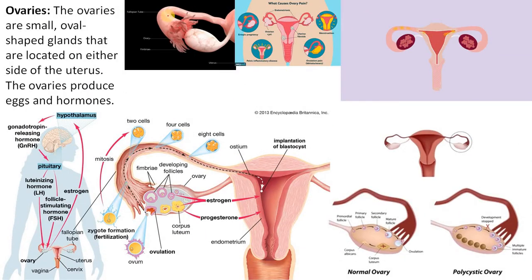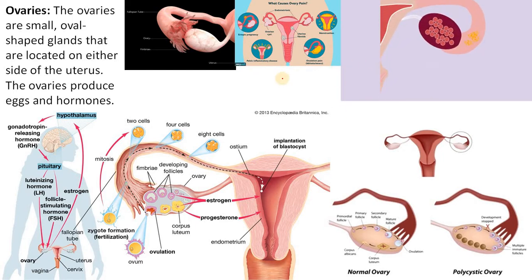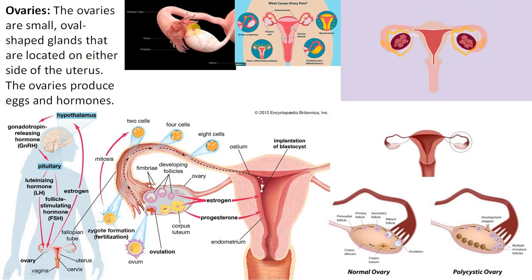Now the ovaries. Ovaries are oval-shaped glands which are small and are located on both sides of the uterus. Ovaries produce hormones and eggs. So the ovaries are small glands located here. As you can see, this is an ovary. This is the ovary.